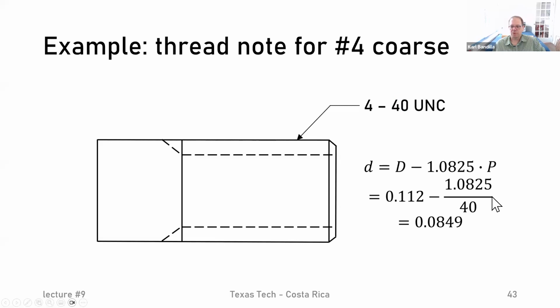Again, very important to remember that in that table we're given threads per inch, but in the equation we need pitch, right? So we have to divide it, 1/40, to do all this. Now with that, we can figure out what our number is, right? In this case, 0.0849 inches would be the minor diameter.